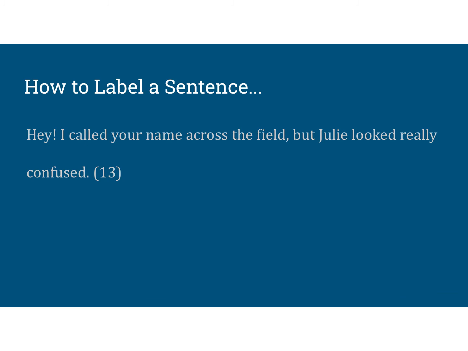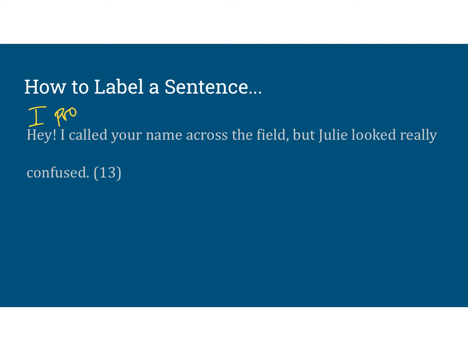This is how you label a sentence. I mentioned at the beginning that we were going to learn how to do this, so here's just a quick example just to give you a little idea of what we are talking about. Okay, so, hey, I called your name across the field, but Julie looked really confused. All right, so hey, interjection, because it comes at the beginning, exclamation point, interjects. I is a pronoun.